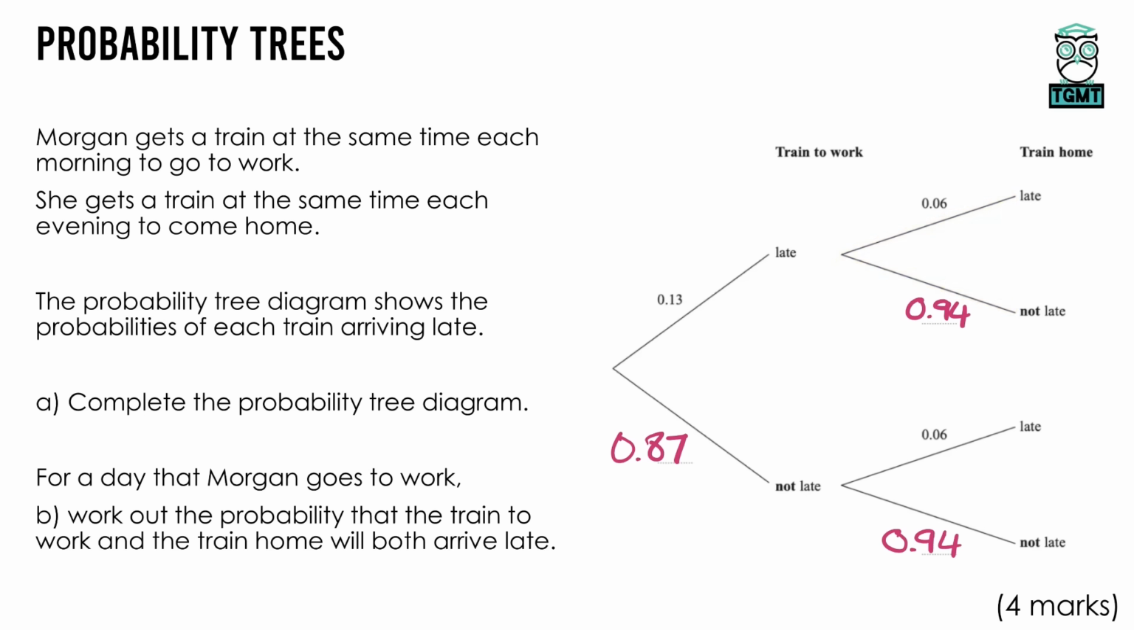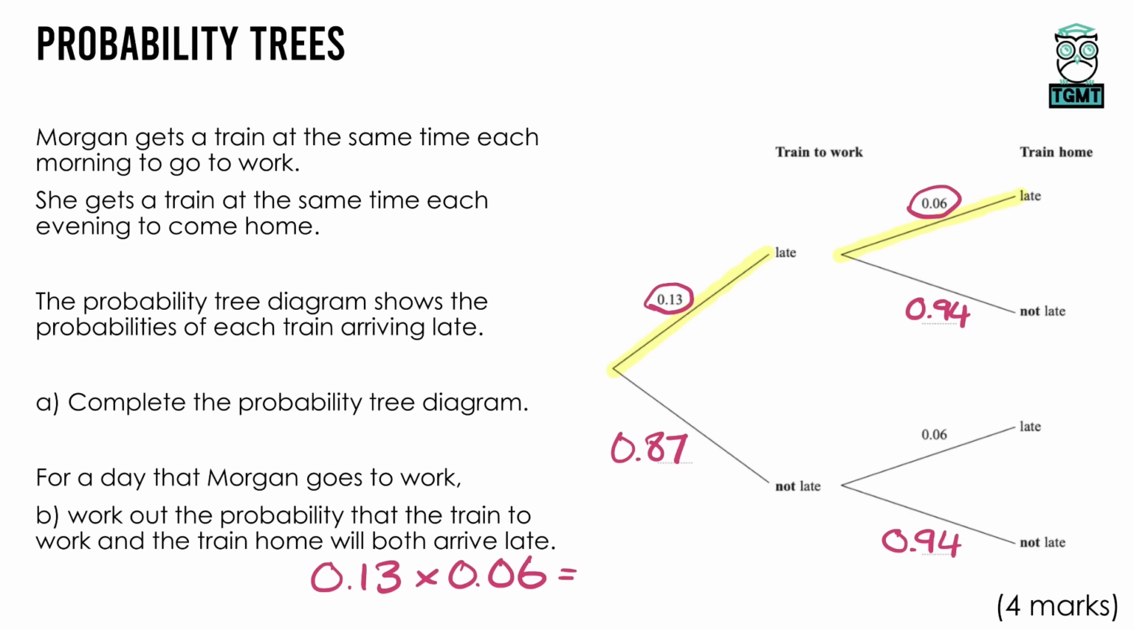Now it says here, for a day that Morgan goes to work, work out the probability that the train to work and the train home will both arrive late. Now it's quite common on these questions that the route that it's asking for is already given to you. It just allows you to at least answer part B if you can't do part A. So here we are given those two, and all you need to do is multiply the two decimals, or fractions if it's fractions, together.